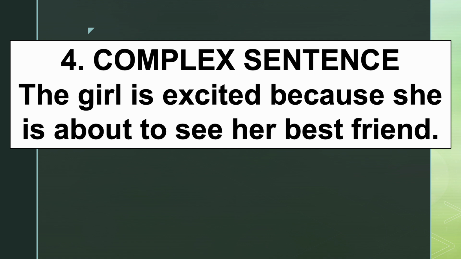Alright, how about the dependent clause here? This one, because she is about to see her best friend. The word because here is the connector. So if we will read this, because she is about to see her best friend, something is missing. That is the dependent clause. Therefore, complex sentence involves one independent clause and one dependent clause.